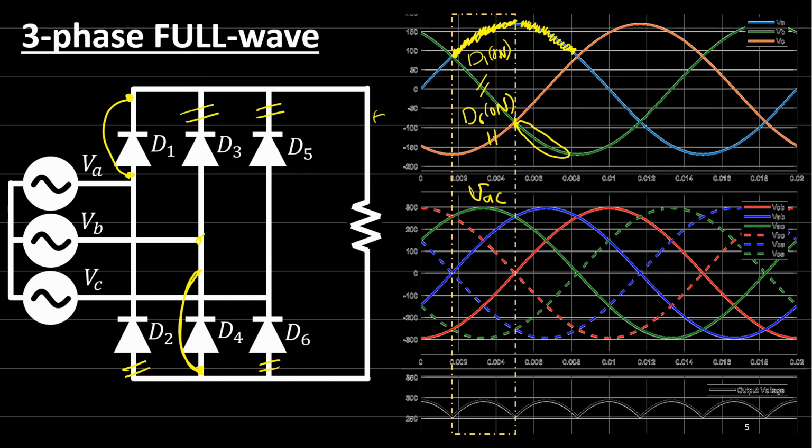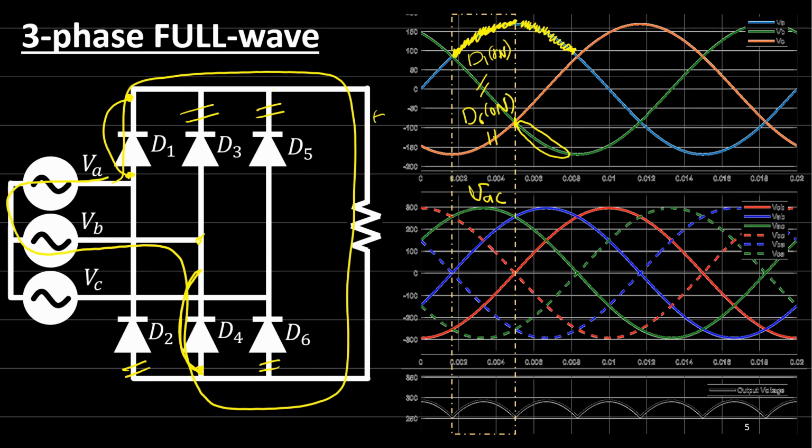The voltage is coming through diode 1 to the load, then back to diode 4. So the voltage will be how much? VAB. And which of these diodes will be on? Diode 1 is on, and diode 4 is on.